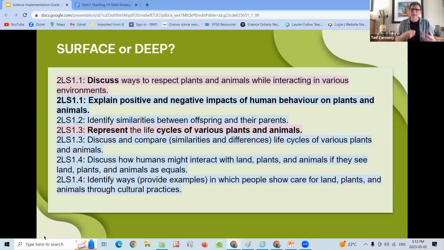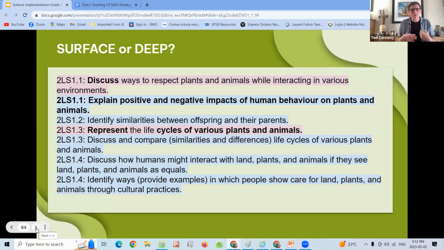Like Chris did with the bees. Here's how the bees work, okay? And here's what's happening in this scenario at this animal shelter. Let's do a video on an animal shelter. After you view this animal shelter, what are the positive and negative impacts of human behavior visible in this video? So it's making sure you ask that question in the context of a new context, in order to make it a deep kind of assessment for yourself.